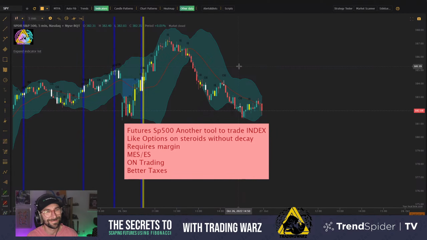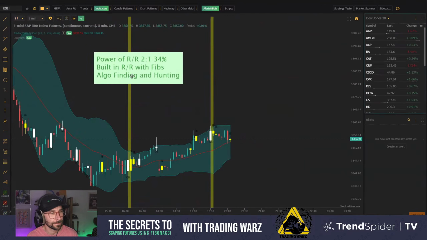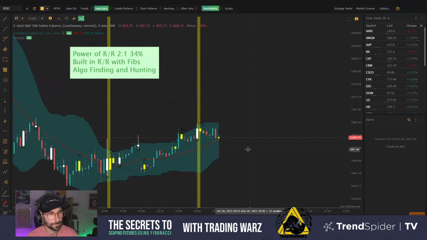So that's another thing that inspired me, the overnight trading. And I just like to say it's pretty much like options on steroids. You don't have any of the Greeks, you don't have any of the decay. So if I were to buy right now, let's just say at 3856, if it stayed like that for the whole night, I wouldn't lose anything. I would still be at break even. So that's the part I love the most, because you guys know when you're trading options, even if you're in the right direction, if you overpaid for the premiums, you can still lose on the trade.